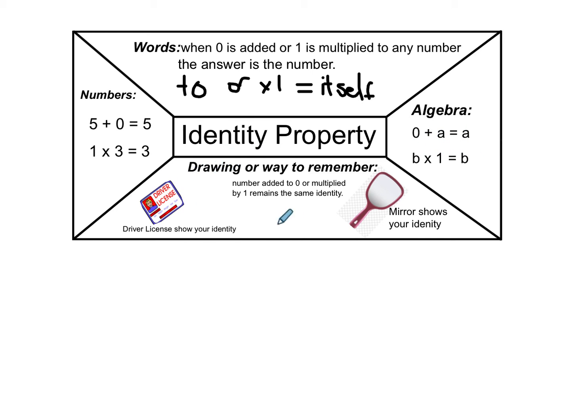Then your task will be to get some sort of a drawing. The videos have the drawing. You can copy what they have just to help us remember. For the identity property, I have a driver's license because it shows your identity. Or if you look in a mirror, it shows you your identity.